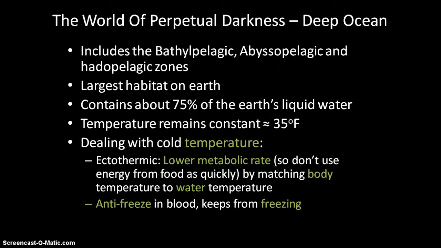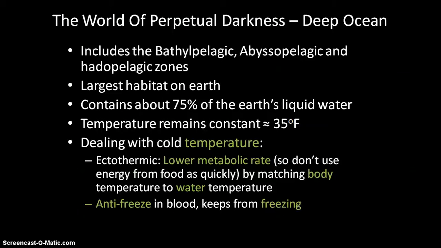So this is not an easy place to live. It's very cold down there, about 35 degrees Fahrenheit or 4 degrees Celsius. There's a lot of pressure because there's a lot of water sitting on top of you. There's no light unless it's created by living animals. There's no light from the sun. And there's very, very little food. Only about 3 to 5% of the food that's in the epipelagic zone ever makes it to the deep sea. So these creatures have to deal with these extreme environments.